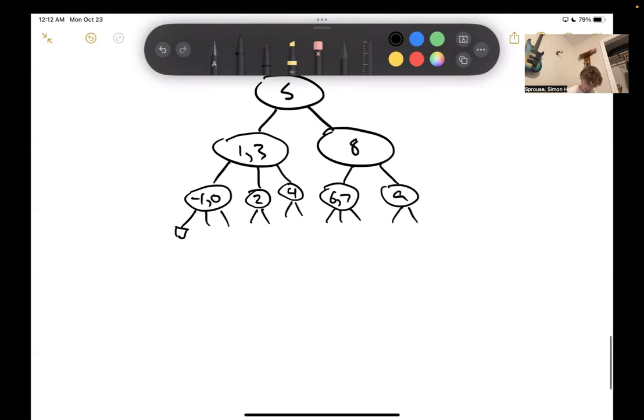I think I did this right. I hope I did this right. If there's a small mistake in there, I apologize, but you should get the gist, I think. So that's red black trees, that's 2-4 trees.